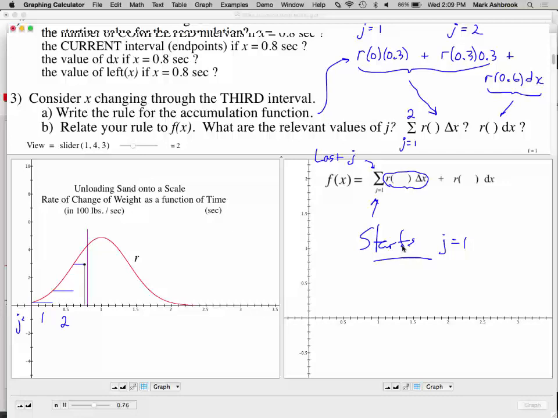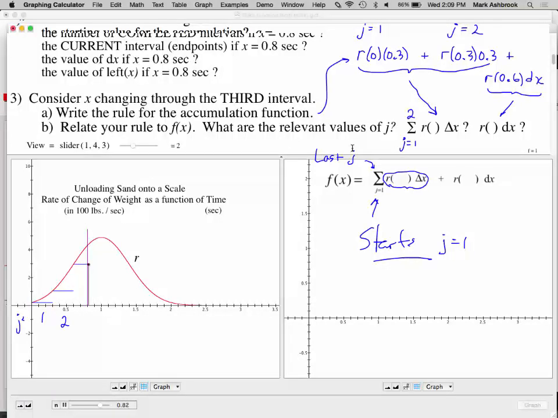Okay? And then we're going to add on the changing amount of accumulation in the current interval. And that's this right here. So this adds up all the completed intervals in one step, and then this adds the additional accumulation in the third interval.